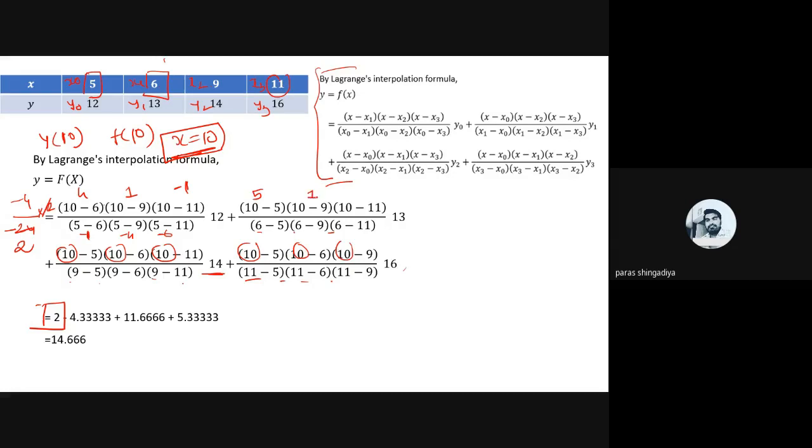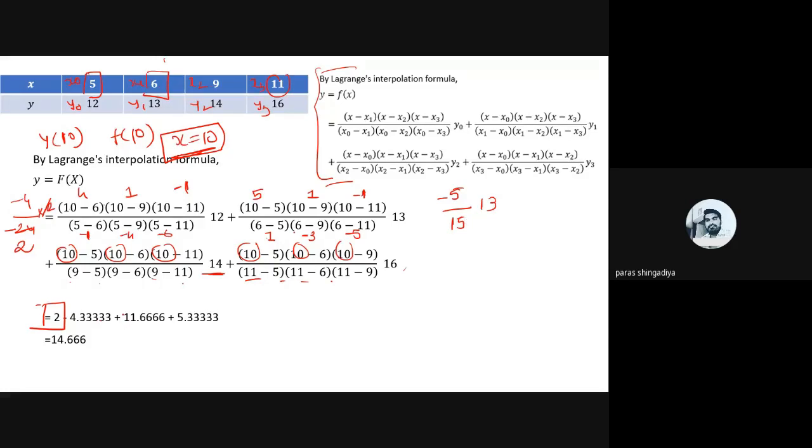And now similarly check the second one. 10 - 5 is 5, 10 - 9 is 1, and 10 - 11 is -1, okay, and here 6 - 5 is 1, 6 - 9 is -3, and 6 - 11 is -5, into the 13. So the numerator will be 5 into 1 into -1, that is -5, and the denominator will be positive, because the product of these two negatives is positive, 1 into -3 into -5 is 15, clear, into the 13. So check this answer: 5/15 into 13, that will be negative 5 into 13 divided by 15, clear, so it will be 4.333 and so on.